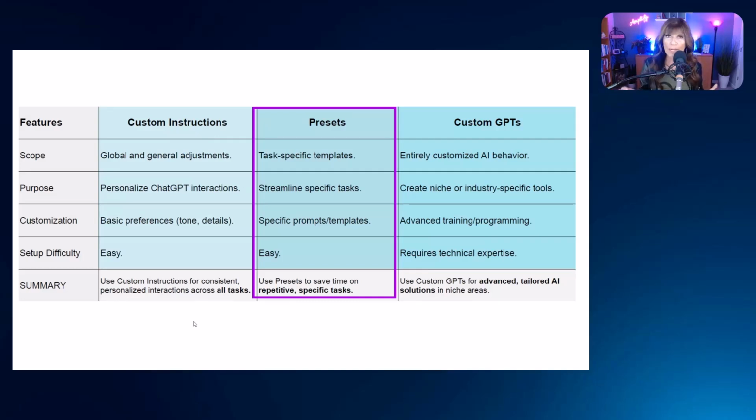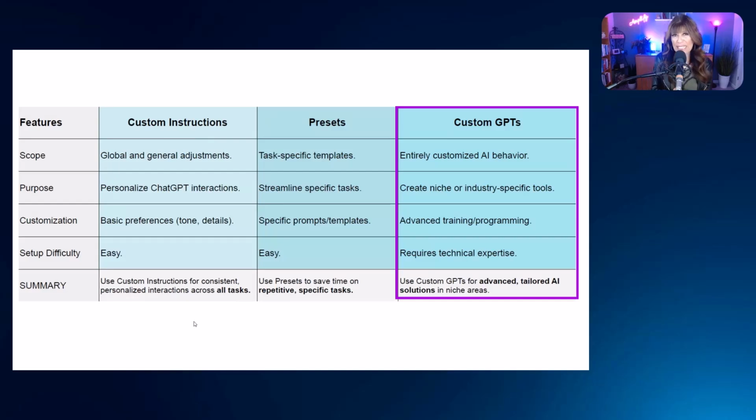These are templates that right now we don't have a place to save in ChatGPT, but I bet that's going to change in the future. But right now we can save them in a Google folder and have different documents with different presets depending on what you need. Next is custom GPTs, entirely customized AI behavior. These custom GPTs are very much niche or industry-specific tools, and they focus on one task, one role. It requires a little technical experience, so a lot of people don't create custom GPTs. You use custom GPTs for advanced tailored AI solutions in niche areas.